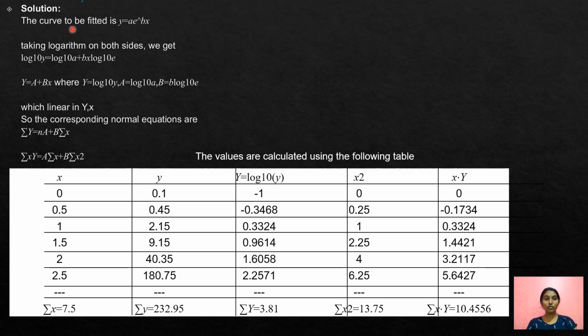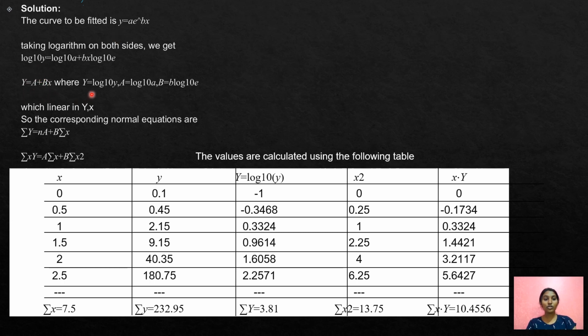That is, the curve to be fitted is y is equal to a into e to the power bx. Taking logarithm, we get log to the base 10 y is equal to log to the base 10 a plus bx log to the base 10 e. Then Y is equal to A plus BX. This is a normal formula. We are going to compare to this formula.